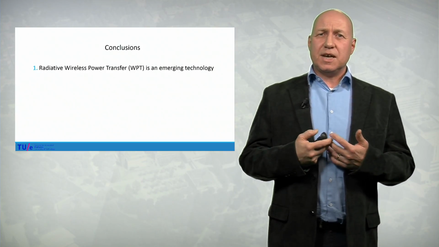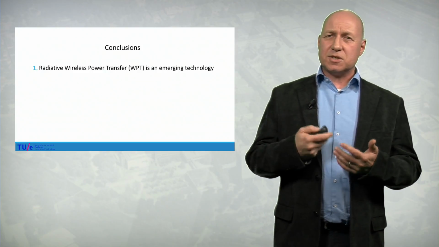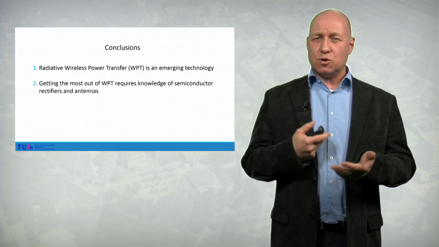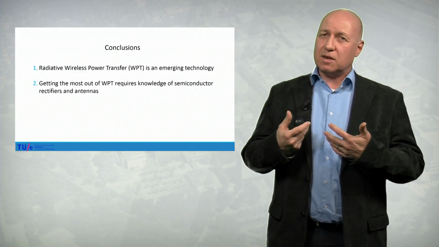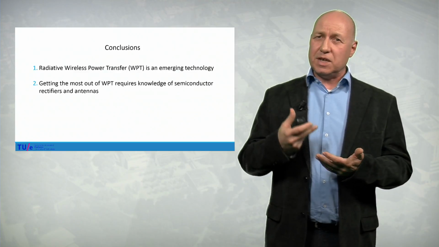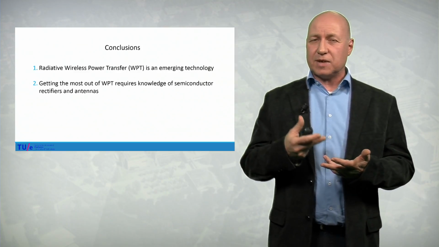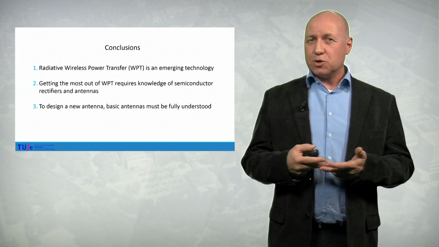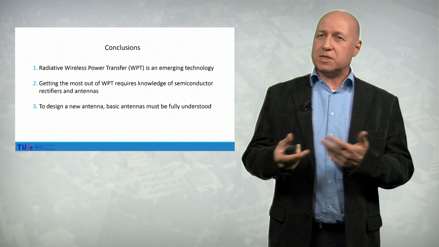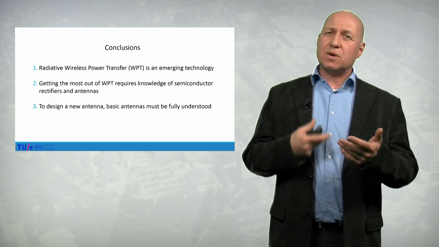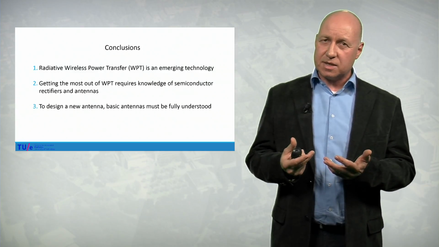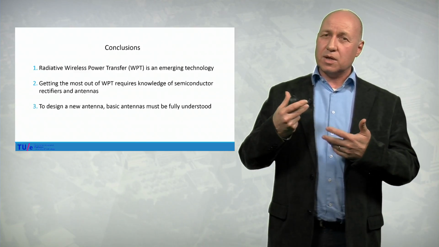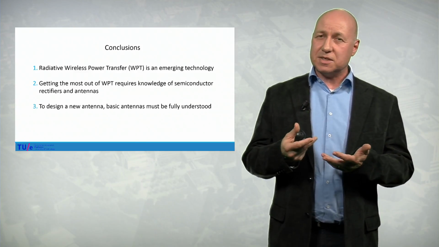We know that radiative wireless power transfer is an emerging technology. If you want to get the most out of your WPT, and we do because we are dealing with very low power levels, we need to know exactly how the semiconductor rectifier works, and we need to know how the antenna works. To be able to design new antennas, of which I have shown 2 examples, we need to understand the basics of antennas. And to understand the basics of antennas, you need to follow this course on microwave engineering.